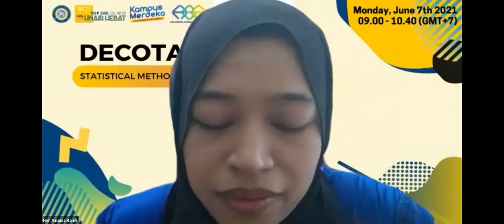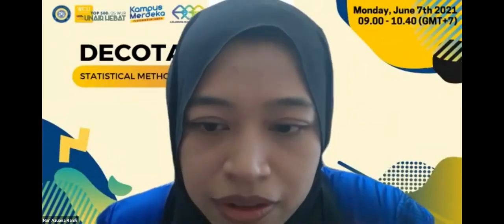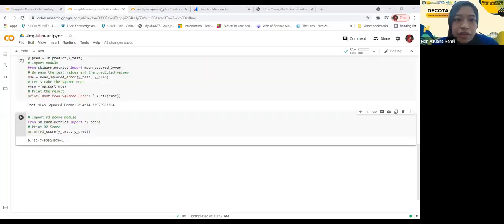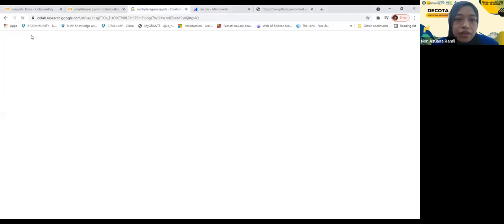Not this one, sorry. Okay, so we go to multiple regression. Same as previously, I already have the code in my Google Drive. I already ran it, so we want to save time.